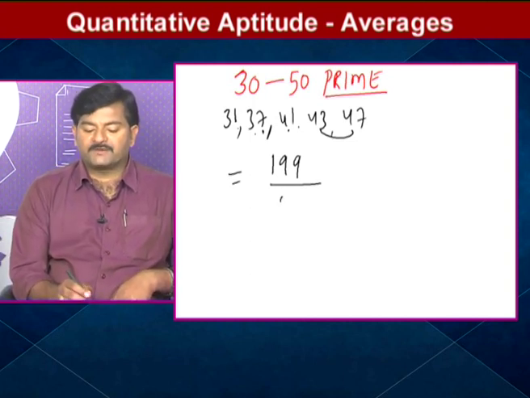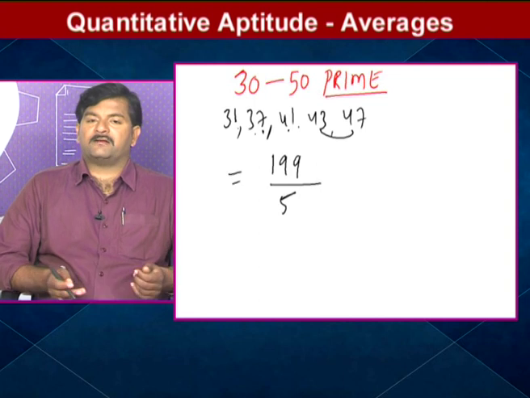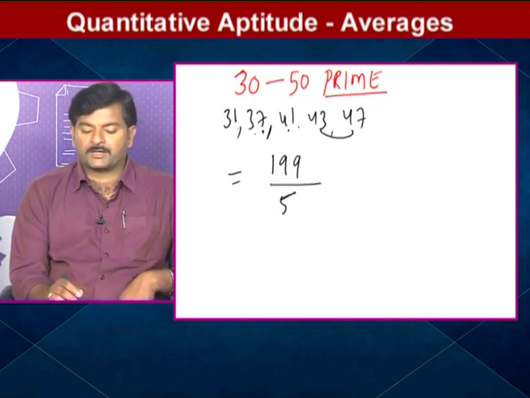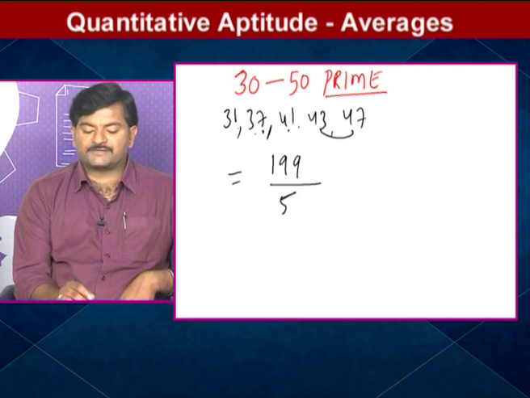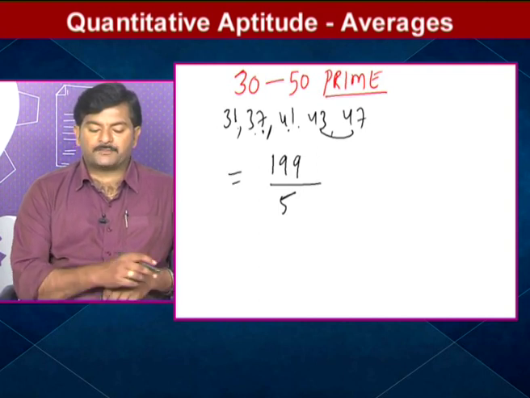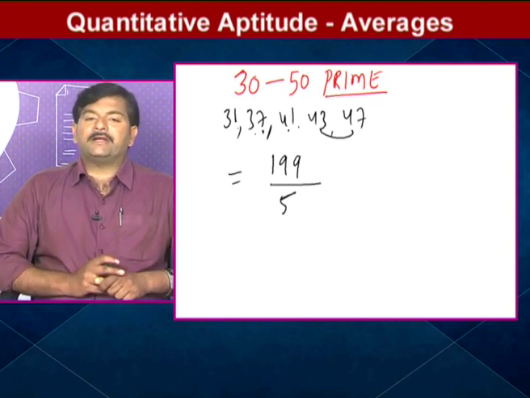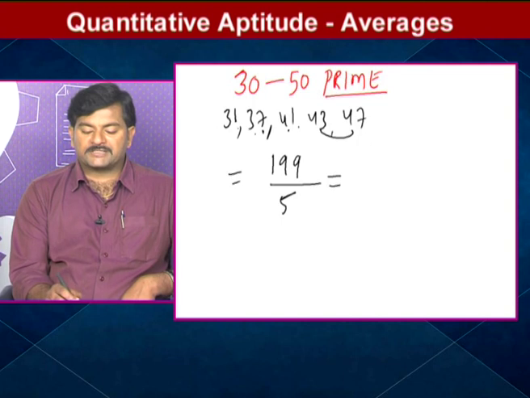Total how many do we have? 5 we have. If you want, we can add like this also. So 8, 9, 12, 19. Okay, 9, 5. 5 plus 4 is 9, 13, 13 plus 6 is 19. Obviously 199 by 5. So what do you get if you simplify this?